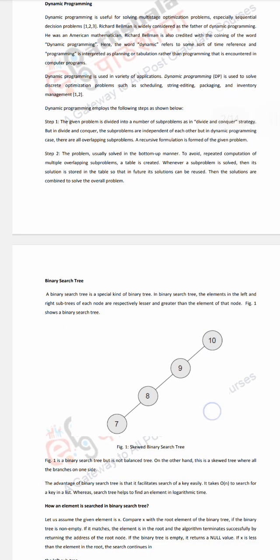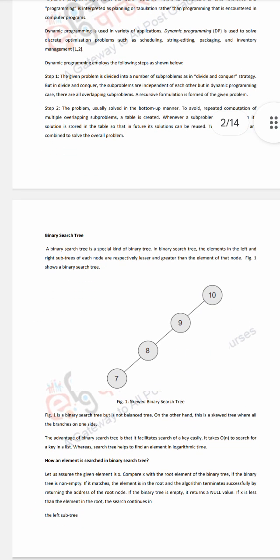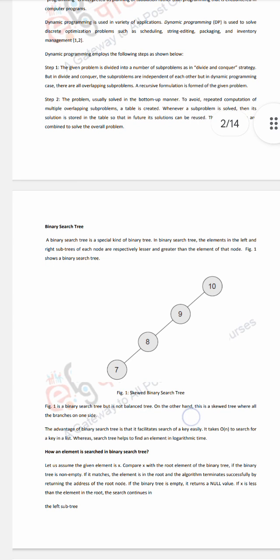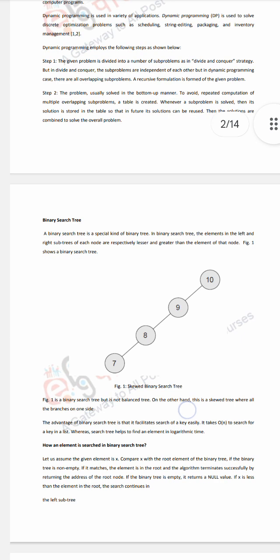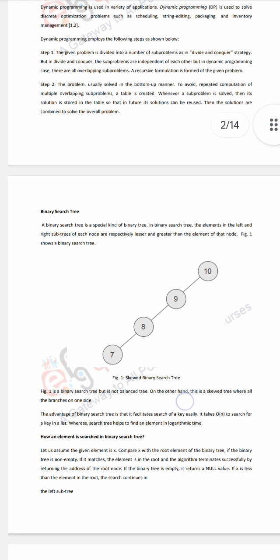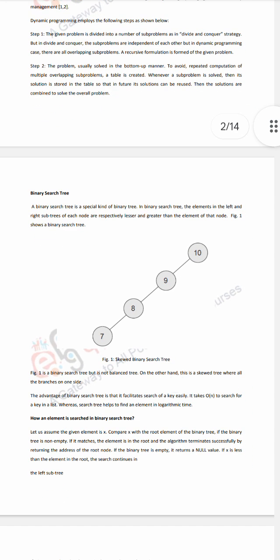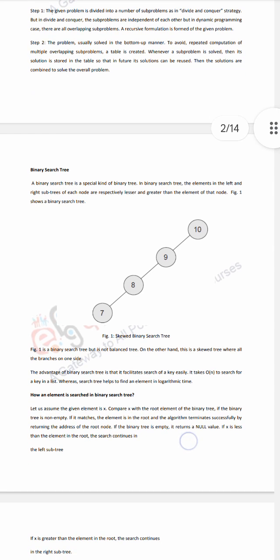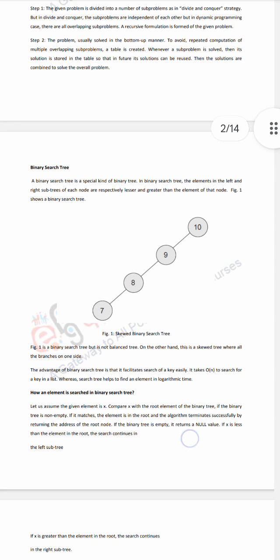Binary search tree is a special kind of binary tree. In a binary search tree, the elements in the left and right subtrees of each node are respectively lesser and greater than the element of the node. In the figure we are seeing a binary search tree. In this figure we can note that it is not a balanced tree. On the other hand, this is a skewed tree where all branches are on one side.